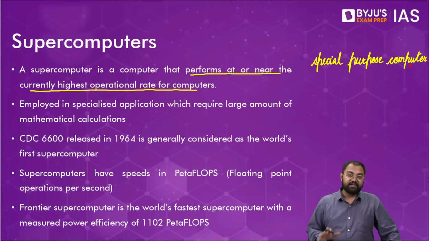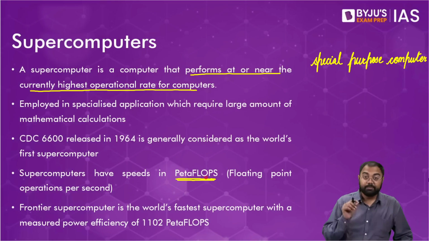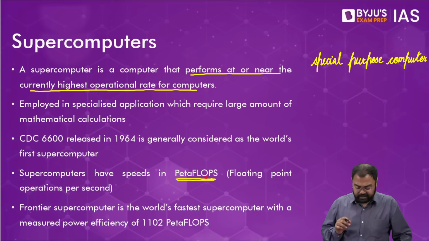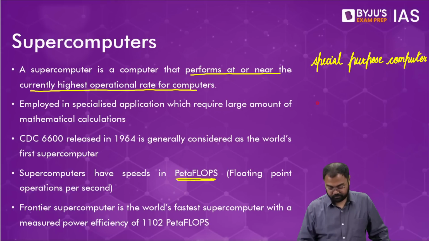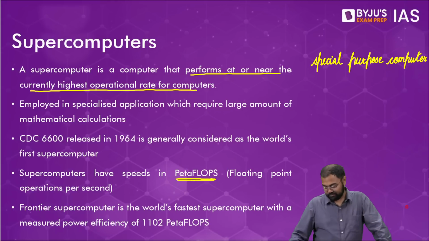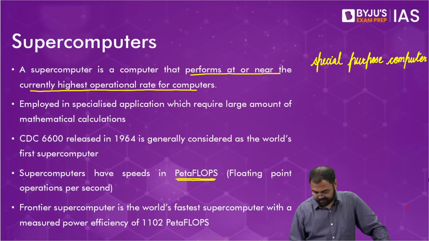Now, when it comes to these supercomputers, their measure of speed is done in terms of petaflops. Now, how much is peta? How much is one peta? The prefix that we are using here, peta. How much is one peta? Any idea? Anyone who remembers?